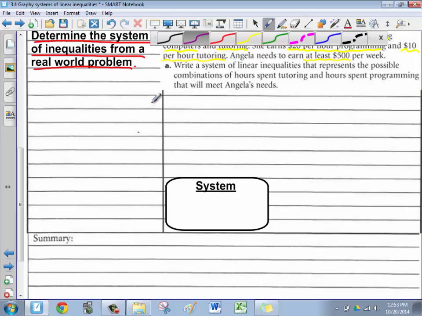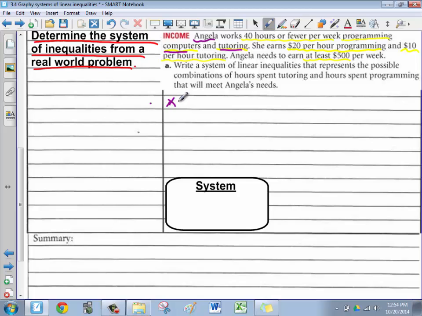The thing that varies to me when I read this is this Angela person, she does two different things. She computer programs, right? And she tutors. And that's what she can vary each week. She can vary how much she tutors and how much she works on programming. So let's let X be hours tutoring. And let's let Y be hours programming. Oh, double M. There's a double M right there.